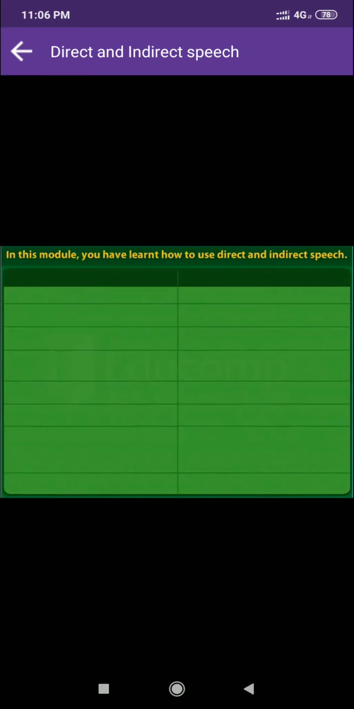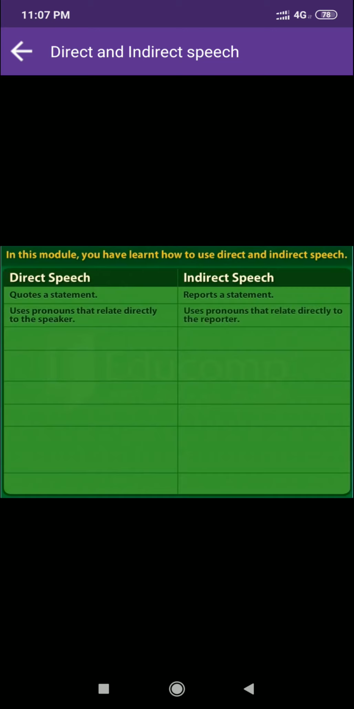In this module, you have learned how to use direct and indirect speech. Direct speech quotes a statement. Indirect speech reports a statement. Direct speech uses pronouns that relate directly to the speaker. Indirect speech uses pronouns that relate directly to the reporter.